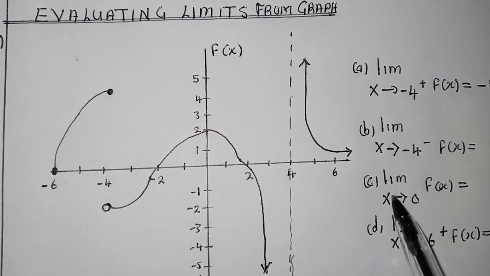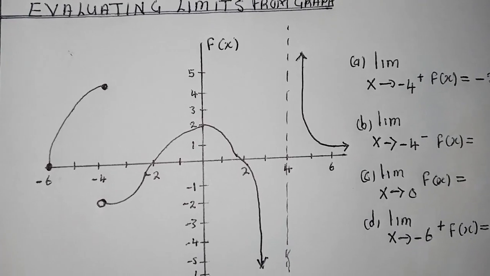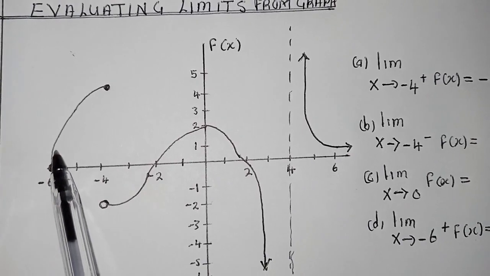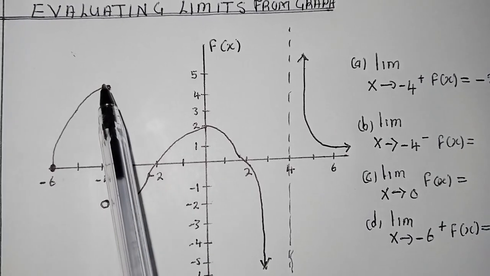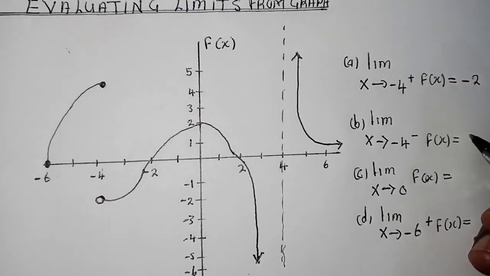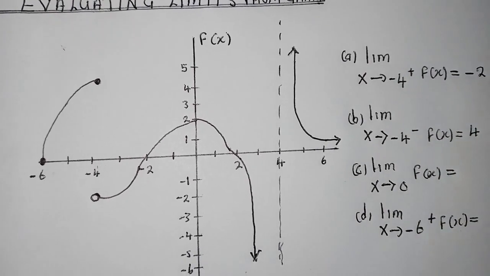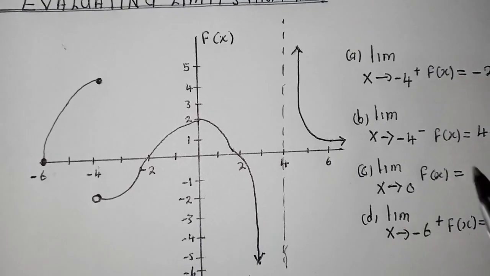We go to the second. Limit as x approaches -4 from the negative hand side. So from the negative hand side, you start from here. So you're going like this, you're going like this, then you reach -4. What value of y do you get? A +4. Therefore, you say the answer is +4. Okay? We go to the third one.